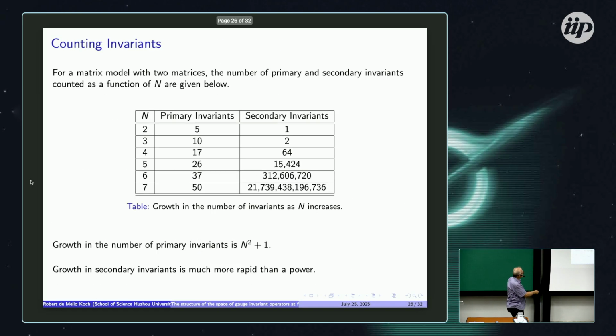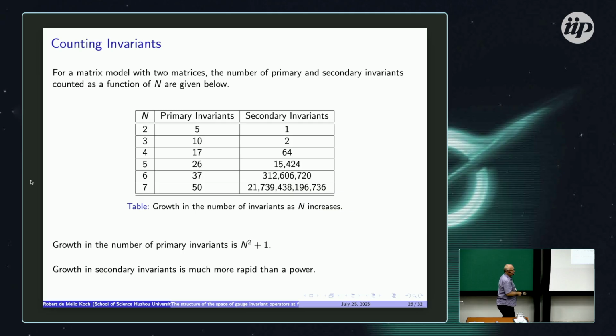Okay. So now let's count the number of secondary and primary invariants. So I've taken 2 matrices. I've gone up to n equal to 7. At n equal to 7 on my laptop, it still takes about 8 days to calculate. For n equal to 8, we did some estimates. It would probably take months. So we haven't calculated for n equal to 8. So we only go up to n equal to 7.